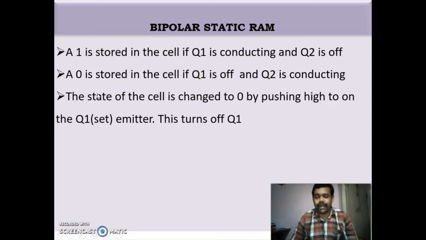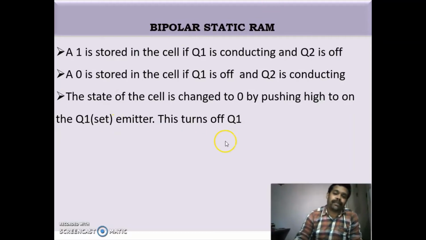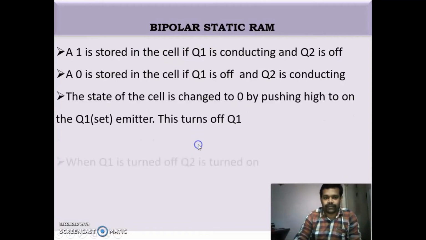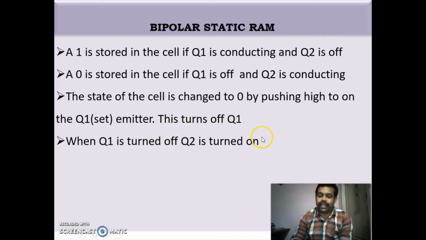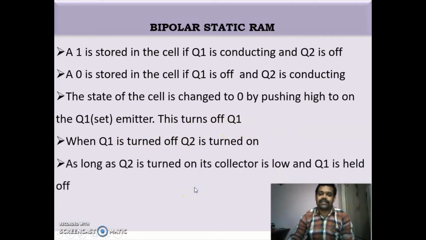The state of the cell is changed to 0 by pushing high the emitter of Q1. So actually we can change the state of the circuit. If you give a high voltage to the emitter of Q1, then Q1 will turn off and the state of the cell will be changed to 0. When Q1 is turned off, Q2 will turn on. This is a speciality of cross coupling. As long as Q2 is turned on, its collector is low and Q1 is held off.